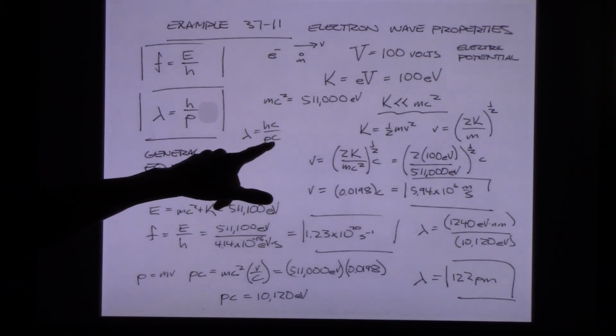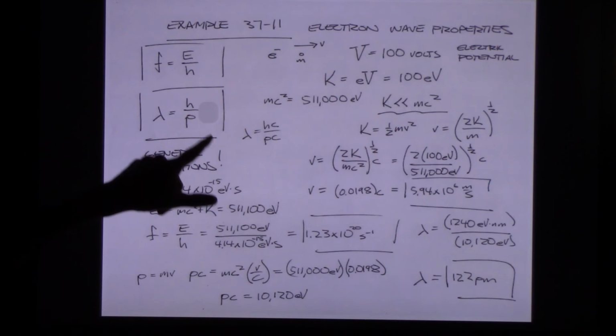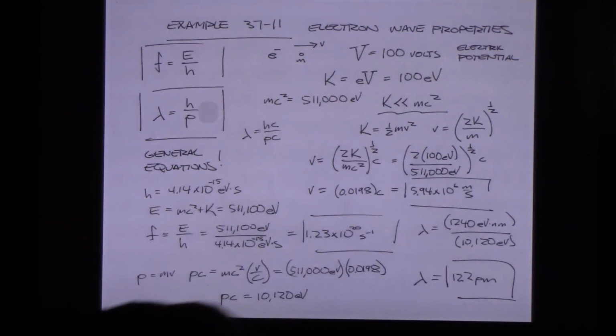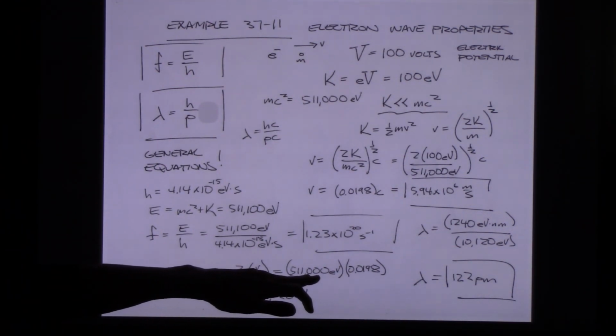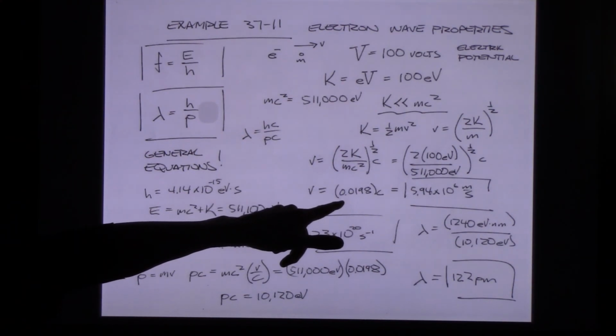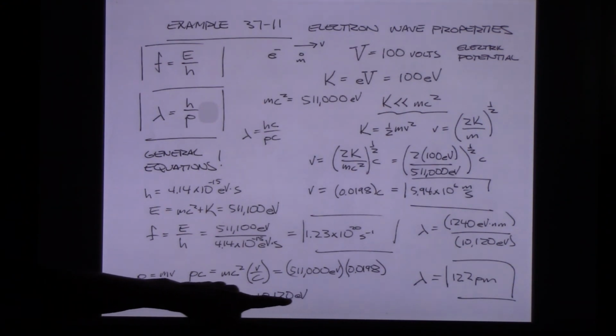Now, I could use this instead: I could put a factor of c top and bottom, so that's the one I used. And so the hc on top is my old friend 1240, or your new friend 1240, that we've been working with. And so I could calculate momentum also. Now I can write that as mv, since the electron's not going all that fast. And again, I added some factors of c and was able to write that in terms of mc squared times v over c, and determine the momentum to be 10,120 eV.